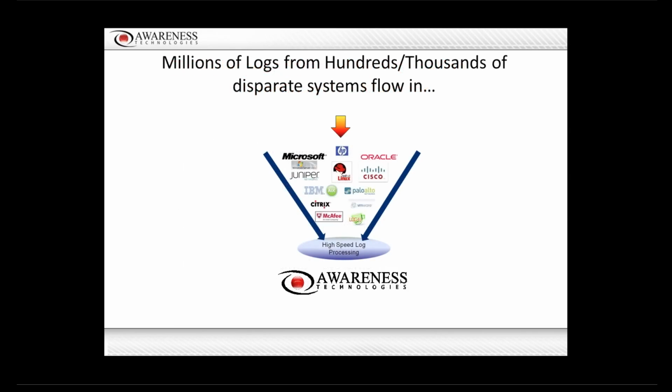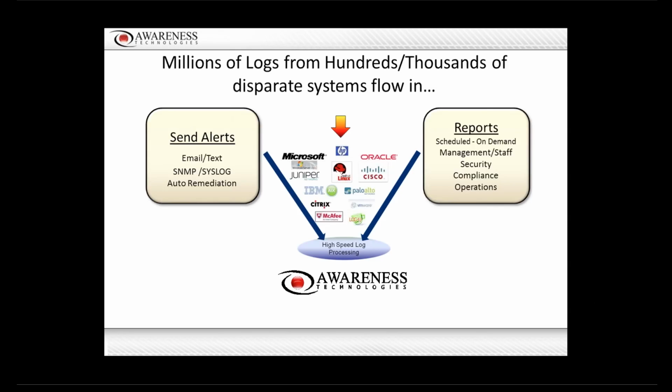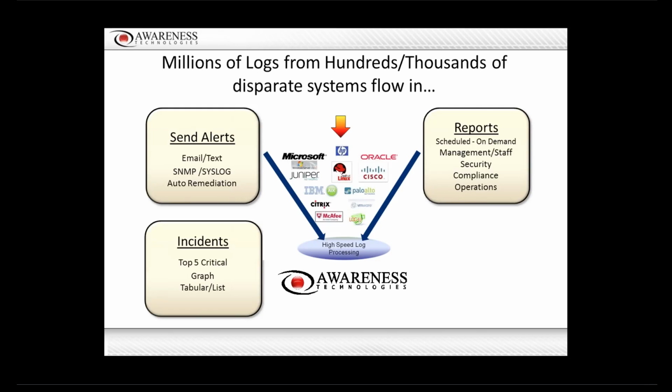How does this work? It's quite simple. Logs from all of these different types of systems, and we support a wide variety of systems, flow into the product, and then it will, after having processed them, decide whether an alert needs to be sent out, because that's the see something, say something part, and or whether we should be doing reports for compliance, for operations, because you asked us to, because it's scheduled, for management, for staff, or any of those kinds of things. Incidents, and we look at the alerts that have come in and filter them through the product's knowledge base in order to identify what really merits your attention now.